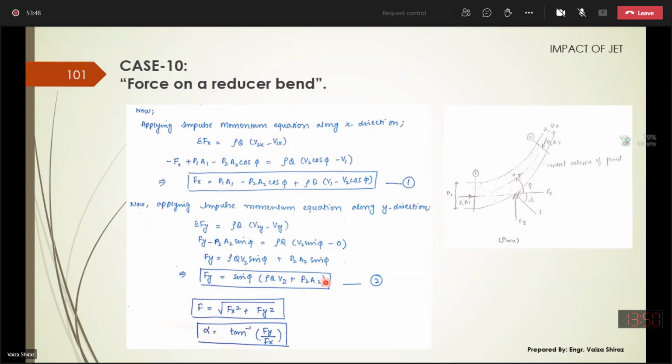Similarly, for Fy, you will apply the equation and this is your Fy. The resultant will give you F and angle alpha. This is regarding your case number 10.